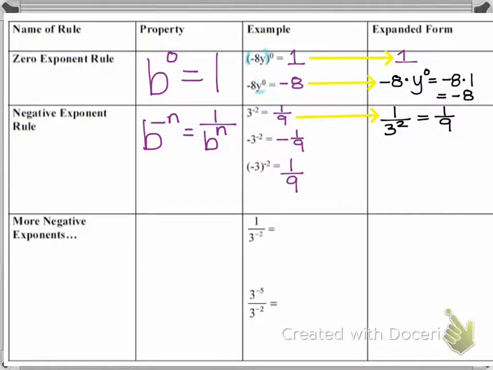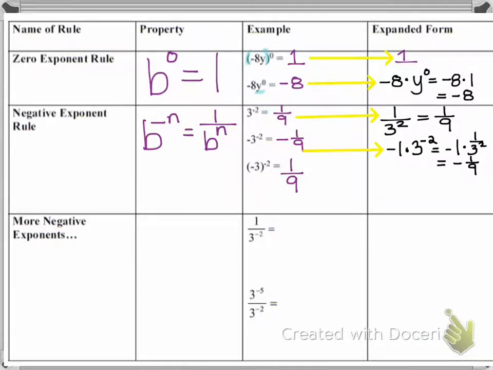All right, let's look at the next one. The opposite of 3 to the negative second power. Since the base here is just 3, because there's no parentheses, we need to think of this as a negative 1 being multiplied by 3 to the negative second power. So we have negative 1 times 1 over 3 squared. And then that becomes negative 1 times 1/9, which gives us negative 1/9.